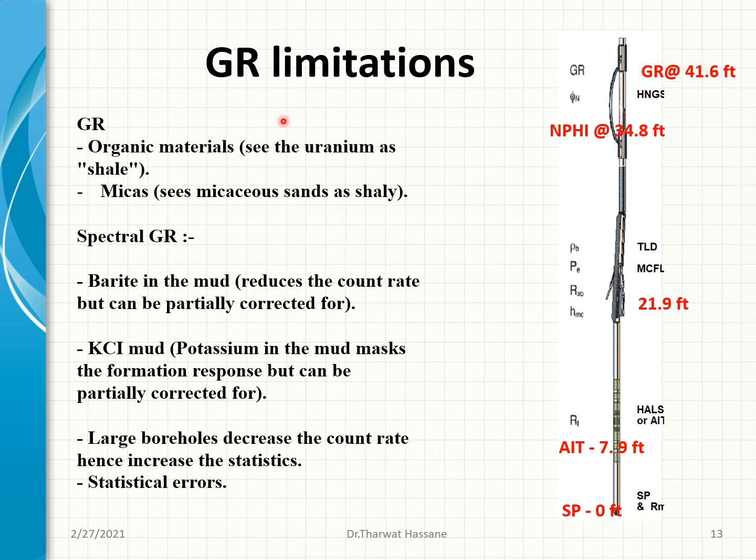For spectral gamma ray, if you have evaporite in the mud, this will reduce the count rates, but it can be partially corrected in the software, Techlog or other software in this case. When you see KCl in the mud, you see how much potassium is in the mud, it will affect the total count rate for the gamma ray value, so it has to be corrected in this scale as well.